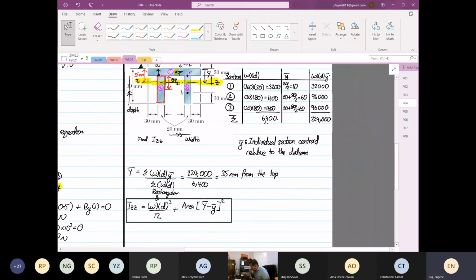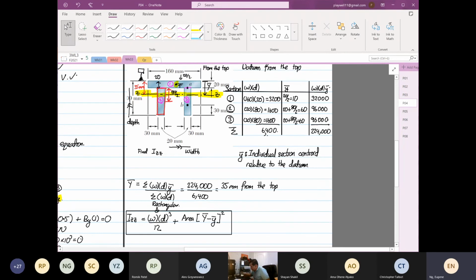Now I am just going to look at the table. I repeat again, I am just going to look at the table and calculate the second moment of area for 1, 2, and 3, even without looking at the diagram. So I'll demo to you. I'm going to cover off the diagram. I cannot cover off the diagram.